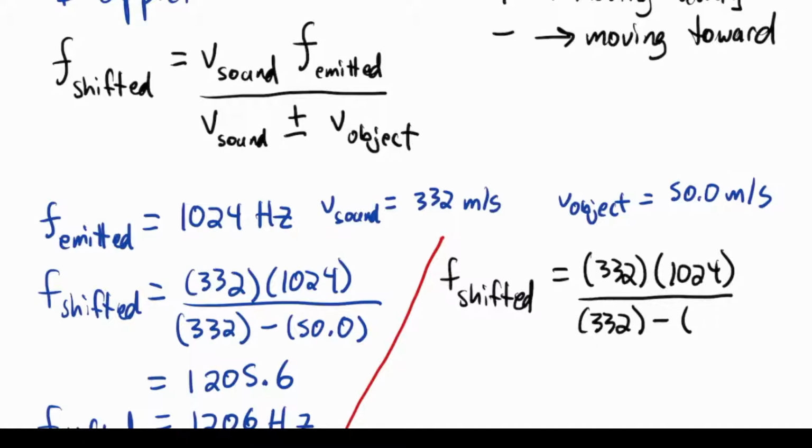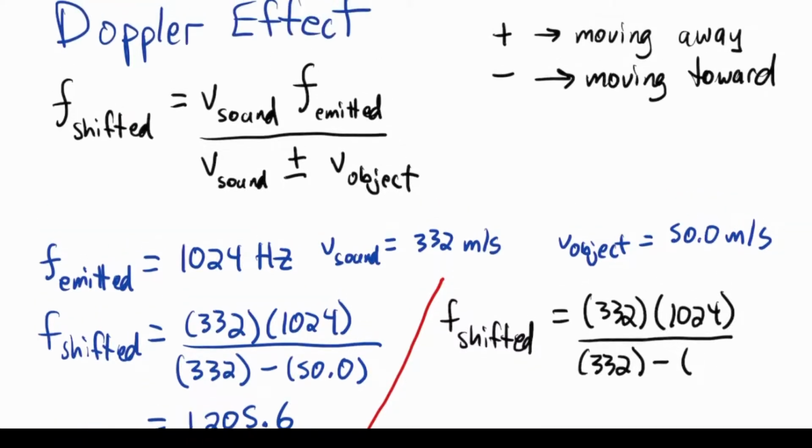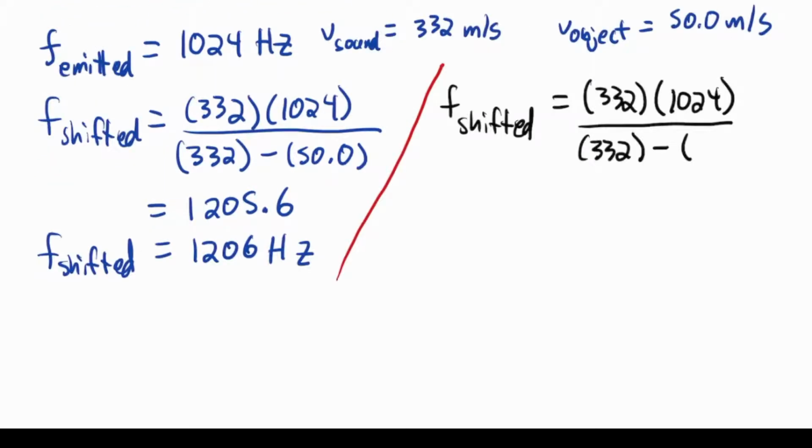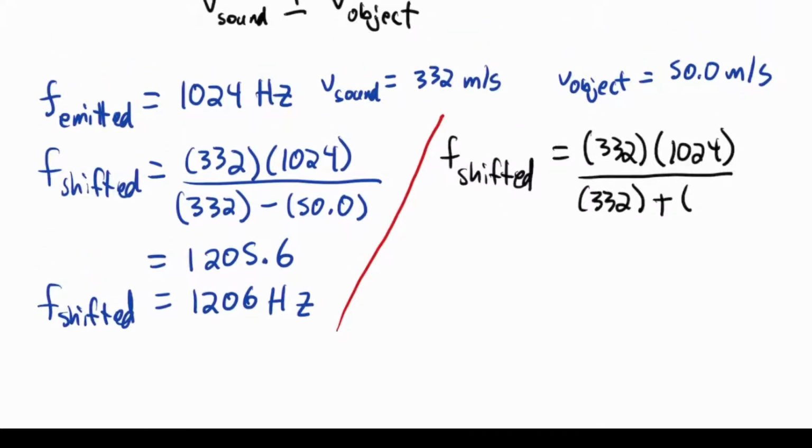Divided by velocity of the sound, 332 meters per second, minus the velocity of the object. Oops, sorry. We did minus last time. We're moving away now. The car has passed us, so we're going to add instead of subtract. We're going to add the 50. Now let's calculate. 332 times 1024 divided by 332 plus 50, and that's going to give us a value of 889.97, or we'll just round.